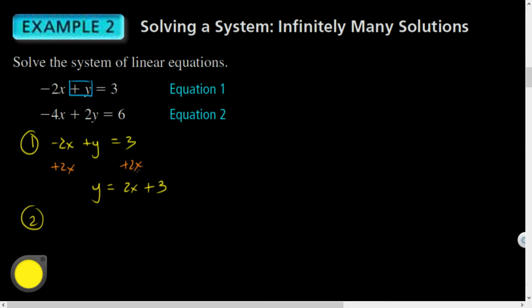Okay. So y equals 2x plus 3. If those things are truly equal, then that means I can substitute them for one another whenever I want. And so for substitution, I'm going to plug this in for y over here.